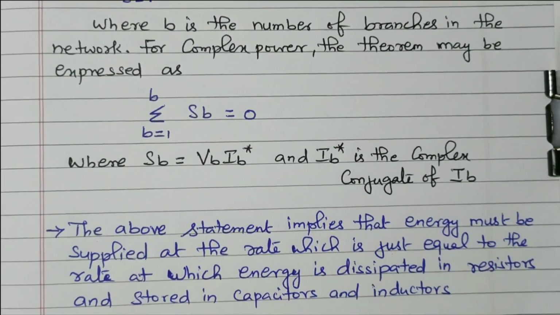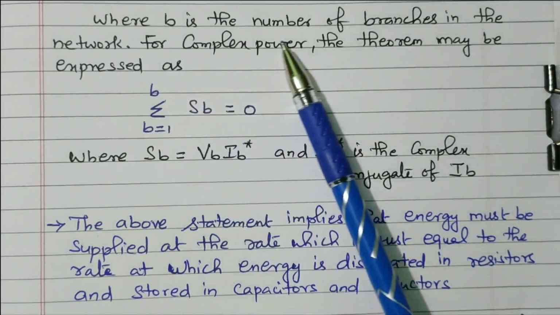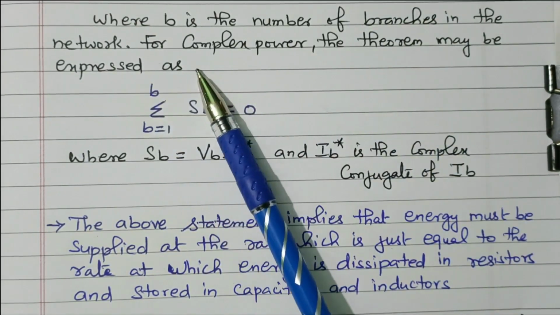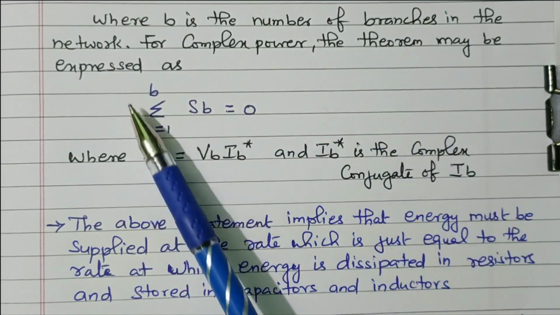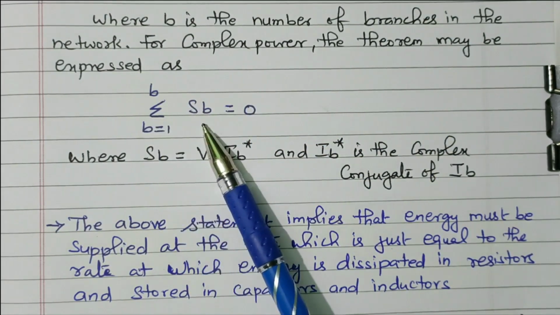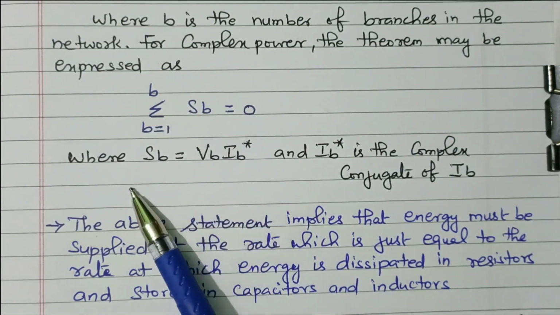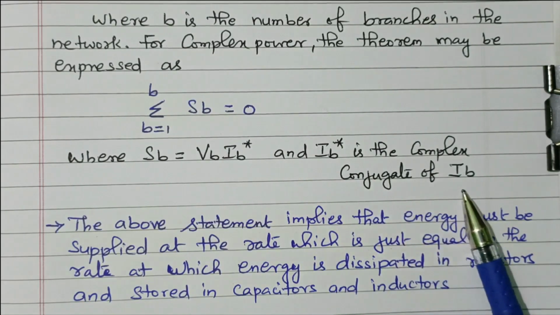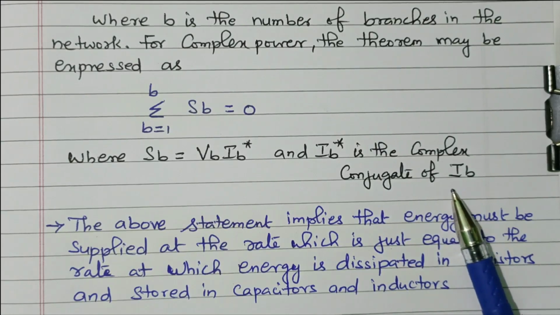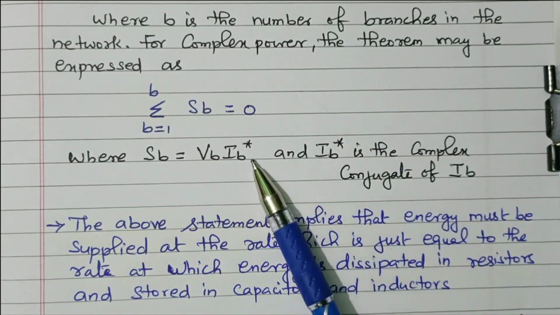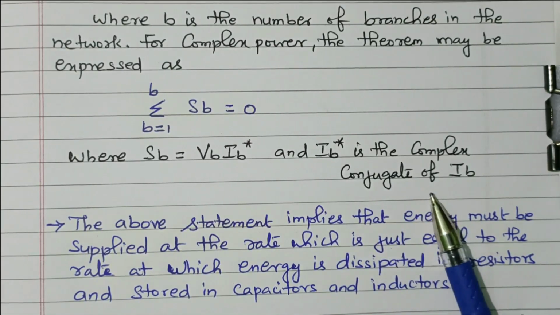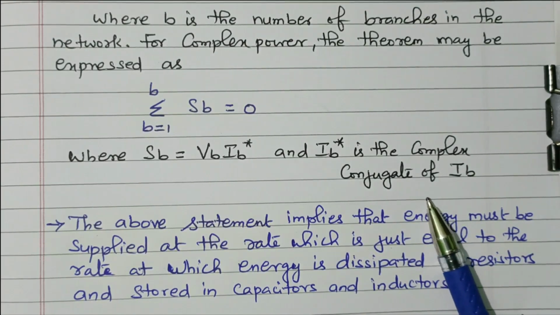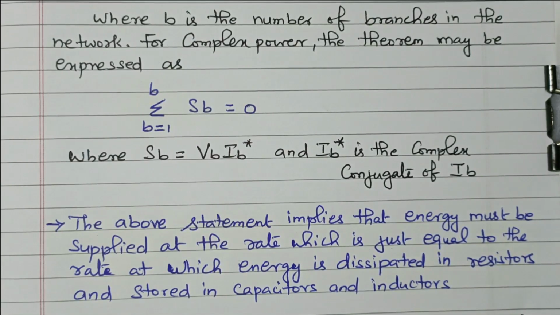In case of complex power, where B is the number of branches in the network. For example, for complex power, the theorem may be expressed as the summation of b equal to 1 to B, S_b equal to 0. What is S_b? S_b is nothing but V_b into I_b star. That I_b star is the complex conjugate of I_b. Complex number means we have a real term and an imaginary term, so the star refers to the complex conjugate of I_b. So in any network, the sum of the instantaneous power or complex power is equal to 0. This b equal to 1 to B means n number of branches.